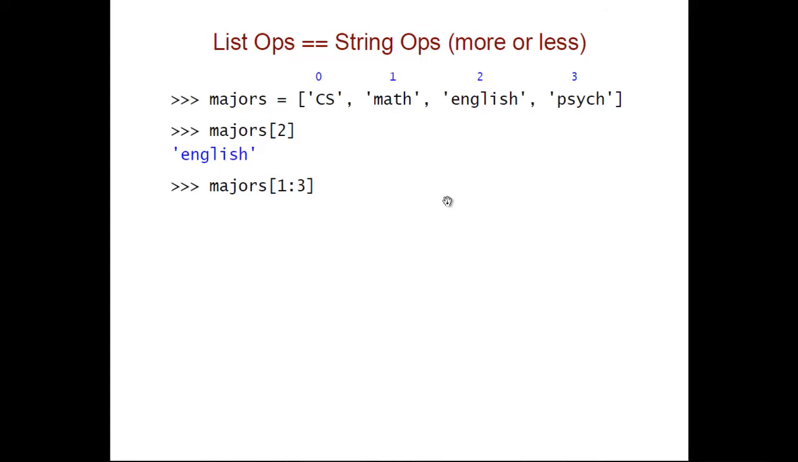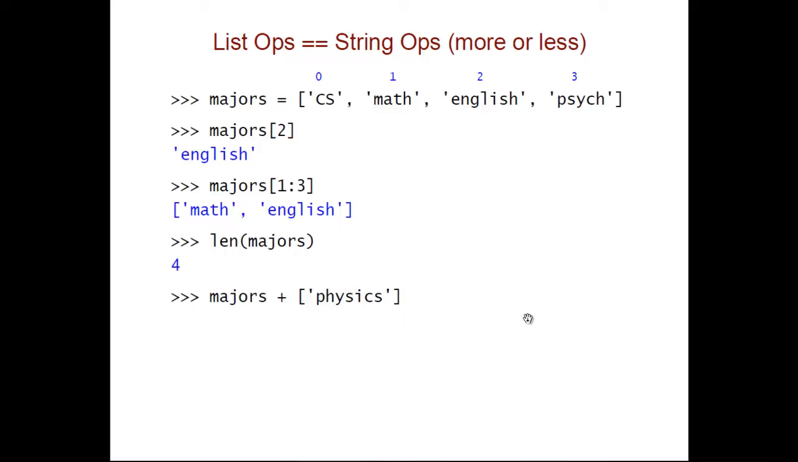I can also do a slice, so I'm saying start at position 1, go up to but not including position 3. And what we get in this case is a sublist containing element 1 and element 2 of the list. I can figure out the length of the list using the len function, and here it tells me there are 4 elements, and I can concatenate 2 lists. Here I'm concatenating the list represented by the variable majors with this new list that only has 1 element, and when I enter this expression at the shell I get a new list with 5 elements.